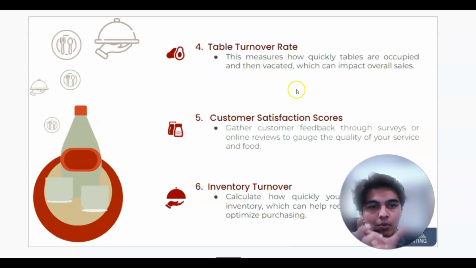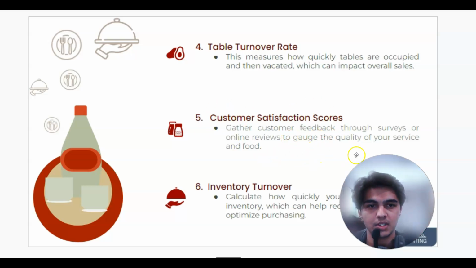Now, table turnover rate. This indicator is very important when it comes to a restaurant business. It will measure how quickly your tables are occupied, and then how quickly your tables are vacated. How much time a customer takes to eat at one table, or how much time he occupies at your restaurant.